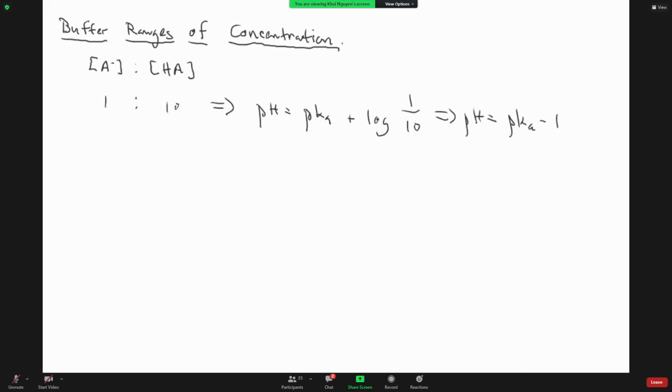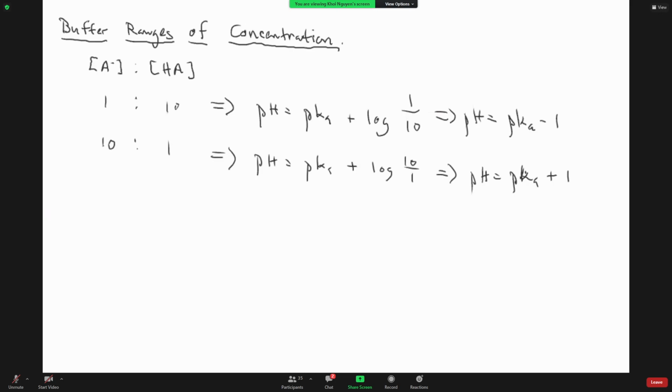pKa minus 1, right? Now, if it's the other way, where it's 10 times the concentration of conjugate base to 1 of acid, that's pH is equal to pKa plus log of 10 over 1, or log of 10. That's just 1. So pH is equal to pKa plus 1.